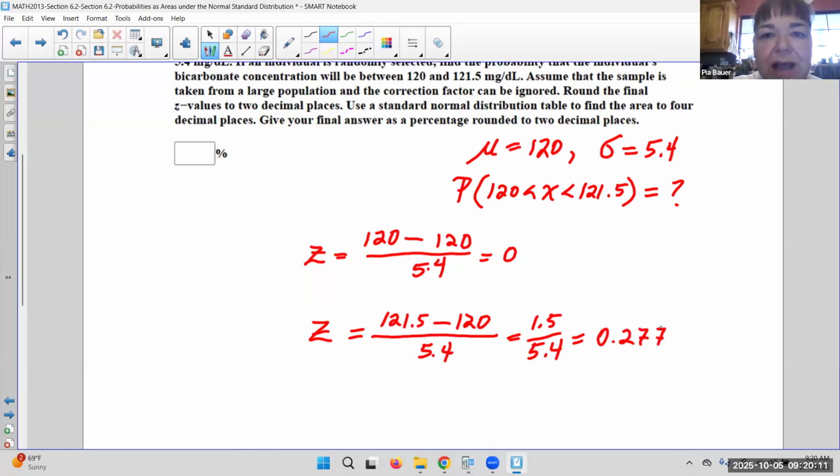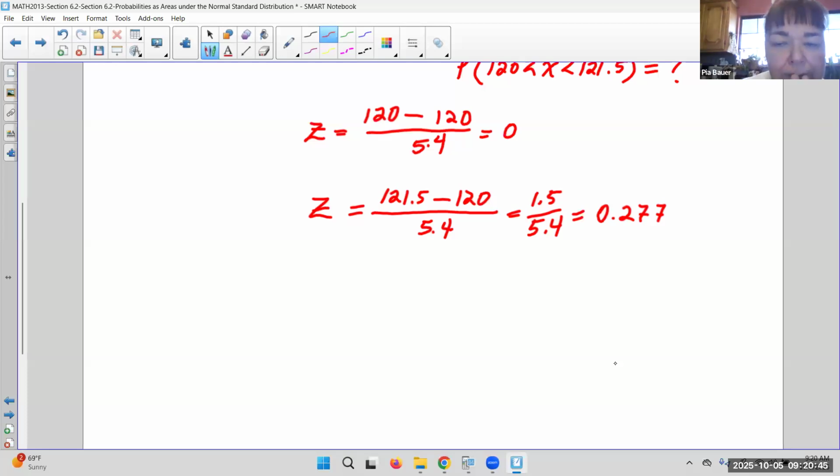Actually, hold on a second. It says use a normal distribution table to find the area, but it's not provided. To find the area to 4 decimal places, and then give the percent to 2 decimal places, but they don't say anything about the Z-scores. So the Z-scores on the table will have only 2 digits. So I think we're okay with 2 digits in here, but I'm gonna actually do it on the calculator. So let's do it as if we were doing it on the table. So then that will be 0.28.